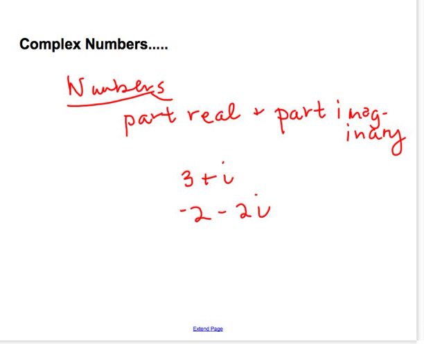So all kinds of operations we can do with imaginary numbers and complex numbers. We're going to do some of those in the next video. So this was just a little notes, and now watch the next one to do some problems.